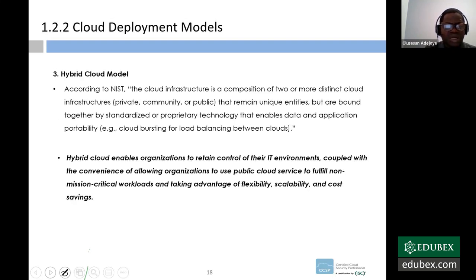So let's take a look at the hybrid cloud model. In hybrid cloud model, this is where we combine two or more of the cloud deployment models. We either combine the private and the public. Remember, the private is for you to be able to conform to regulatory requirements, while the public will allow you to take advantage of the cost effectiveness of the cloud. So critical resources, you deploy them within your private environment, and non-critical resources, you deploy them on the public cloud.